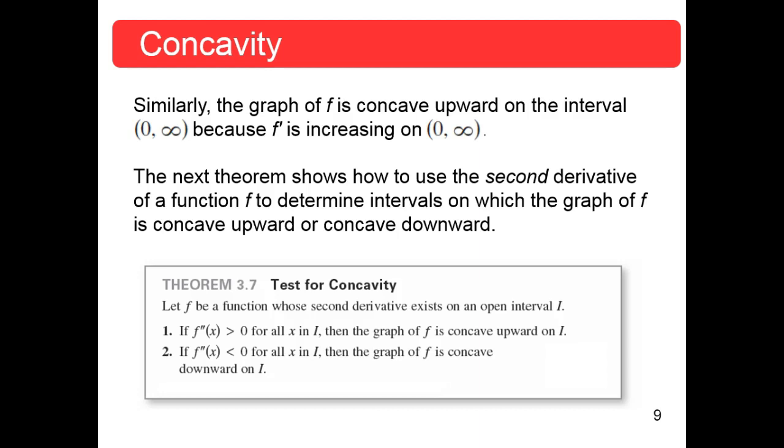If the second derivative is positive, greater than 0, for all x's on that interval, then the graph of f is concave upward on that interval. However, if f double prime, the second derivative of f, is always negative for all x's in that interval I, then it's concave downward on that interval I. Okay? Test for concavity.